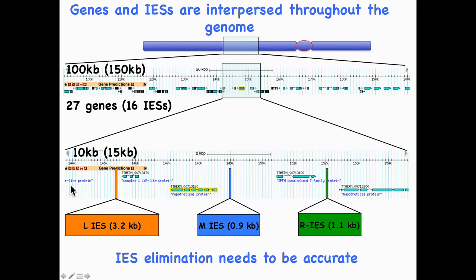The point I want to make is that the IESs are interspersed between the regions, and there has to be fairly accurate excision to prevent the elimination of otherwise controlling sequences or coding sequences. Even though we don't have the conserved TA dinucleotides that we see in Paramecium, it still has to be fairly accurate to make sure that you preserve an intact genome.